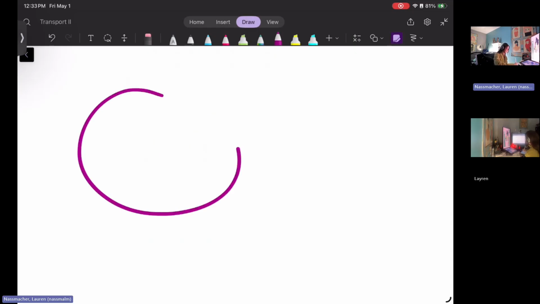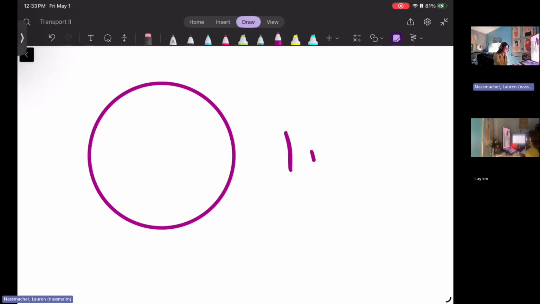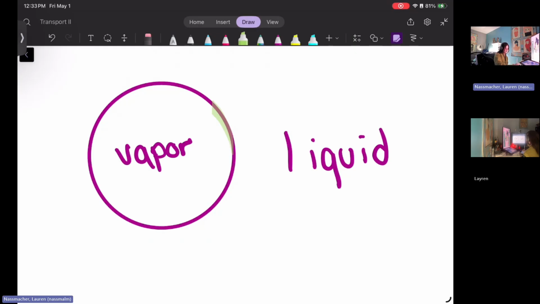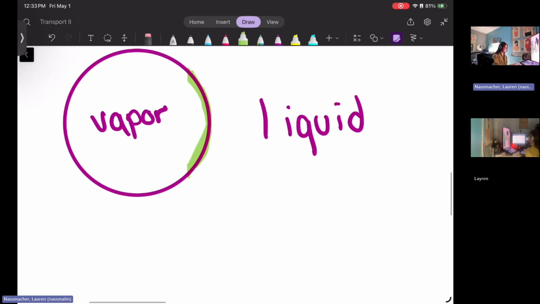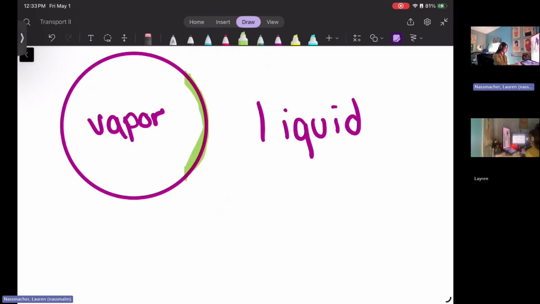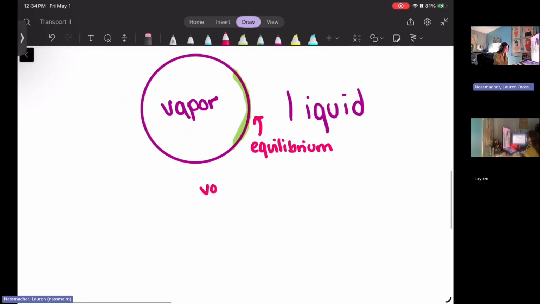We've got a bubble. This bubble is surrounded by liquid. Now this bubble is full of vapor. And right here on the bubble, the very outside, the interface of the bubble, the vapor and liquid are in equilibrium. This is the VLE, vapor-liquid equilibrium. So at this equilibrium, vapor is condensing into liquid. So vapor transforms into liquid.